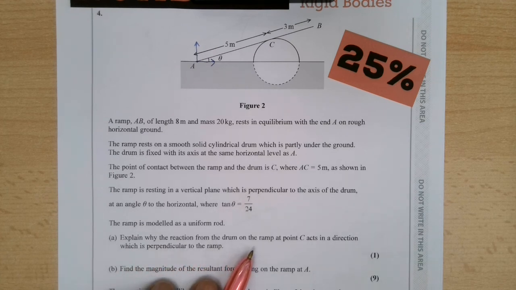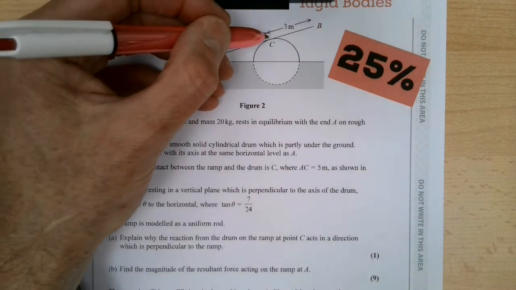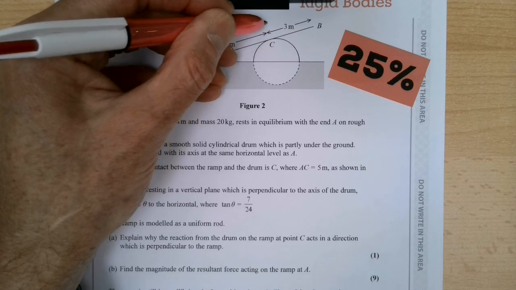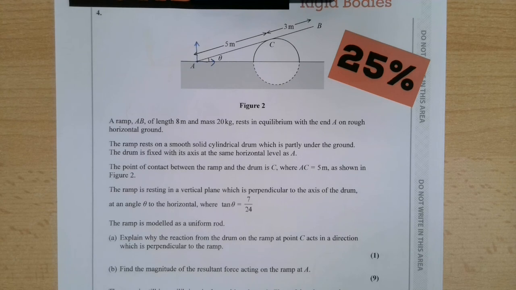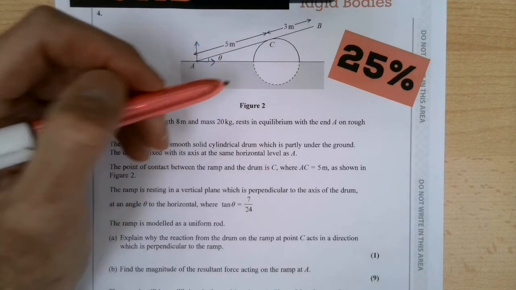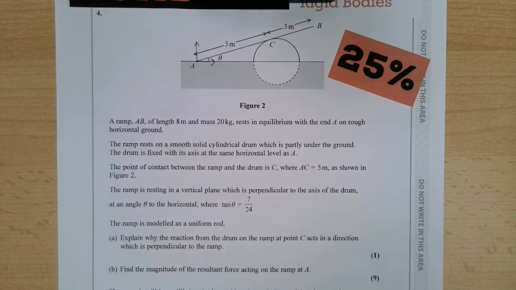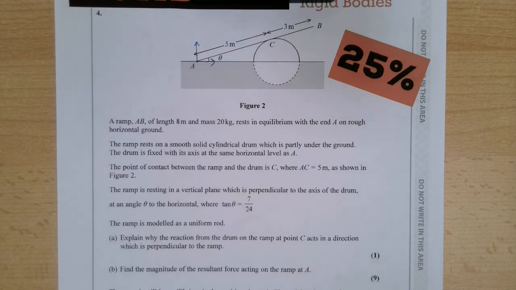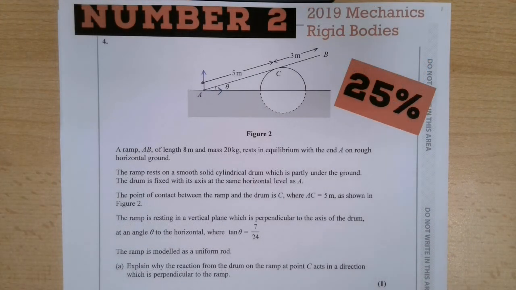I mean, this part's nice and easy. Why does the reaction on the drum at the ramp act in the direction that's perpendicular to the ramp? Well, because it's always perpendicular to the surface, and the surface is at right angles to the ladder at that point. That's only true if it's smooth, because if there was friction involved, you'd have the same effect that we've got here. You'd have a resultant force there. But because we're told that the cylindrical drum is smooth, then again it's just like that previous question. So I'm not going to say any more. I'll attach this and the solution to the email. And sorry, I said I wouldn't say any more, and I lied.